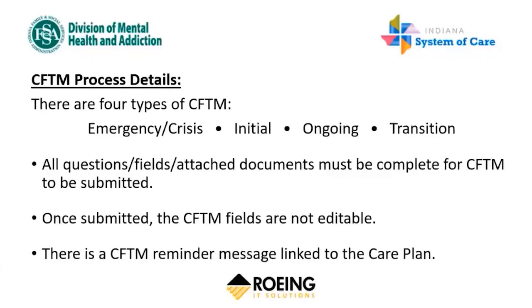So as you know, there are 4 types of child and family team meetings. There is the emergency crisis type, the initial, the ongoing, and transition. On the CFTM record, all the questions and fields and documents have to be completed for that CFTM to be submitted. And once it is submitted, those fields are locked and are not editable.